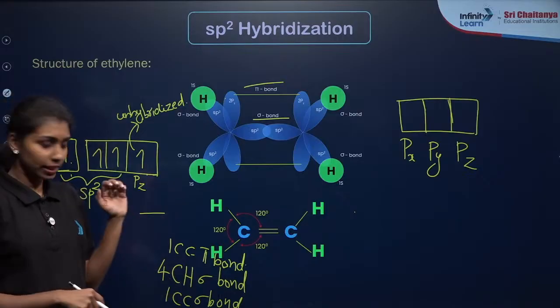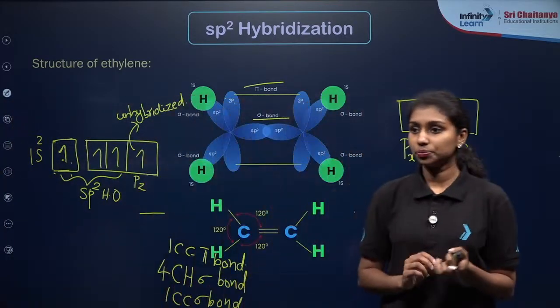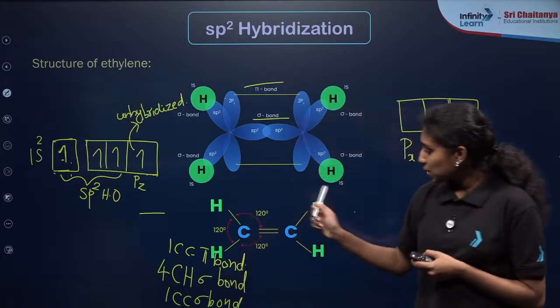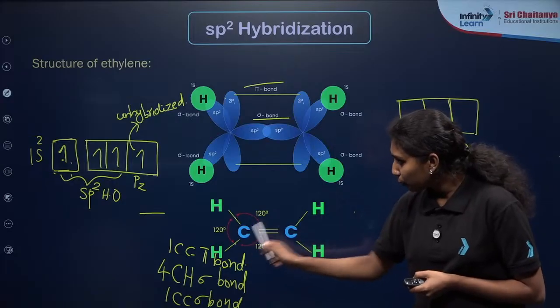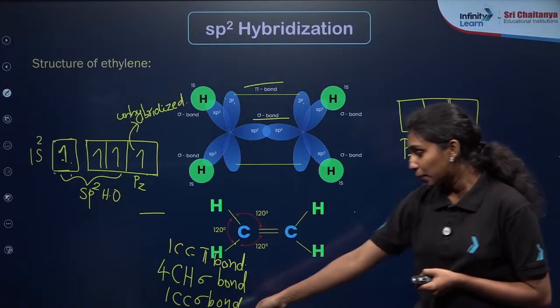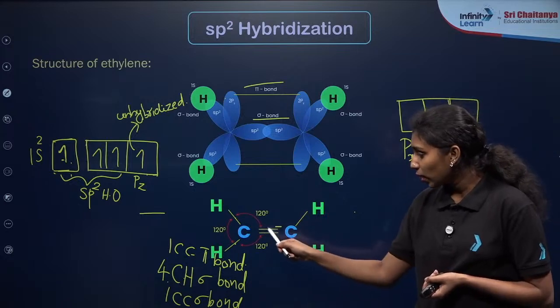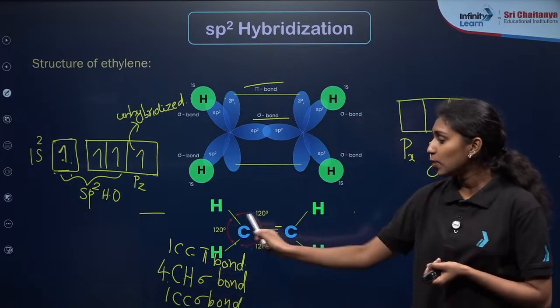Arish, which point are you asking about? This one, right? So in the case of the CH2 double bond CH2 molecule, what you are observing? In total 1, 2, 3, 4 CH sigma bonds, right? 4 CH sigma bonds are present. Then in the case of the double bond, 1 is a sigma bond, right? 1 is the CC sigma bond. So 1 CC sigma bond, then 1 CC pi bond.